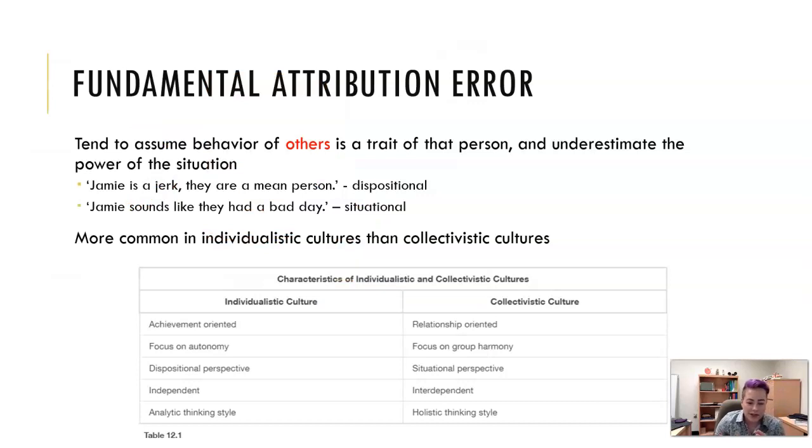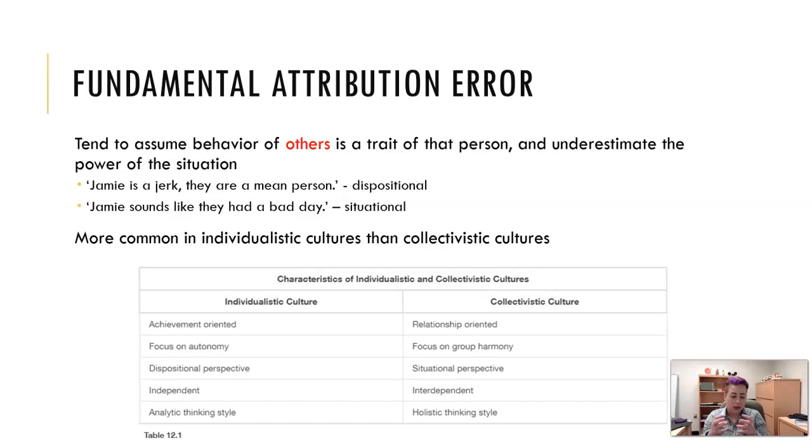Well, some of you might have said, well, Jamie just sounds like a mean person, or Jamie had a bad day. And those types of responses can be indicative of dispositional or situational attribution style. So if you said something about Jamie's personality or an intrinsic quality of Jamie, Jamie's a jerk, they are a mean person, that's dispositional. Whereas Jamie sounds like they had a bad day is situational. And we commit this fundamental attribution error.